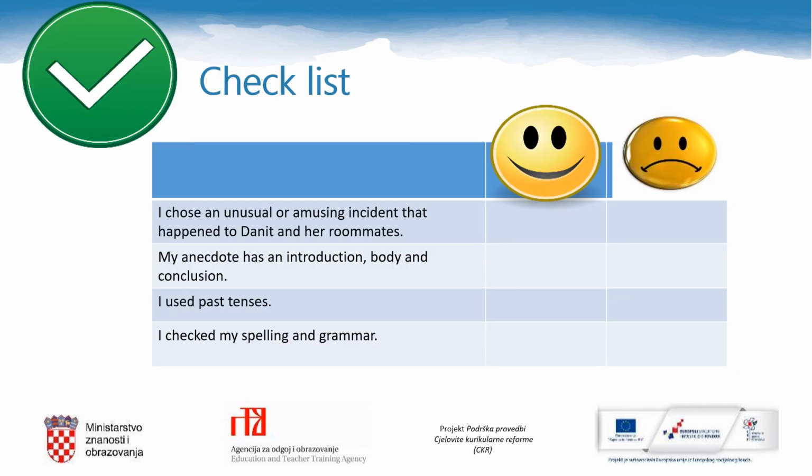To help you with your homework, here is the checklist. After you've written the anecdote, check the following. Is the incident you chose unusual or amusing? Does your anecdote have an introduction, body, and conclusion? Did you use past tenses? And don't forget to check your spelling and grammar.